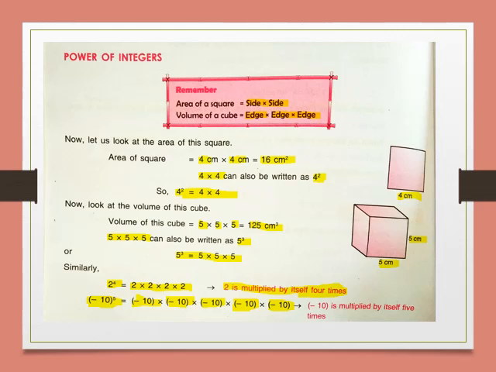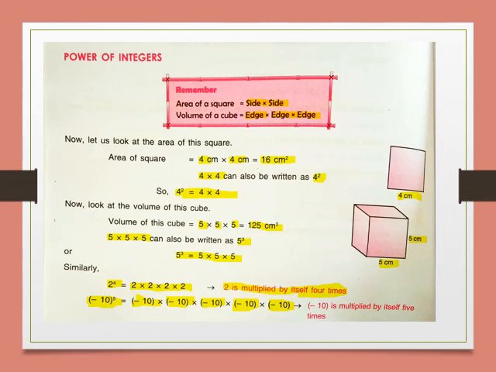Now let us see the volume of the cube. Volume of the cube is what? Side into side into side. Now if you write it in terms of 5, because here the value of the side is 5, side into side into side means 5 into 5 into 5. This gives you 125 centimeter cube. Now this 5 into 5 into 5 can be written as 5 cube. So 5 cube equals what? 5 into 5 into 5.